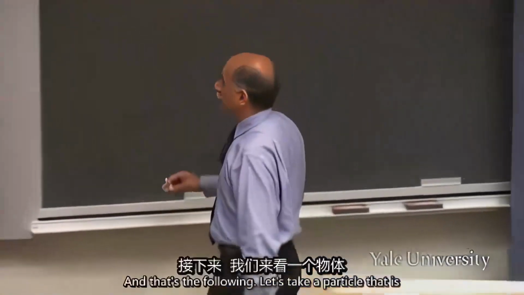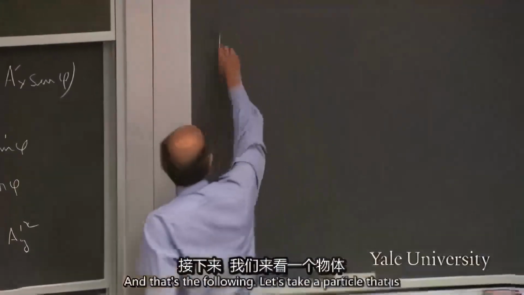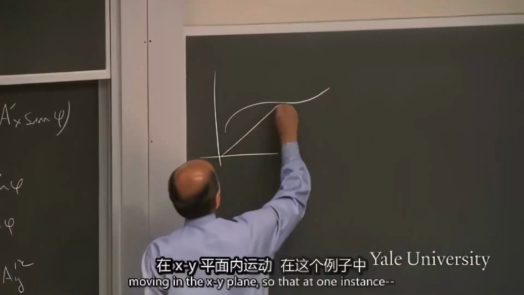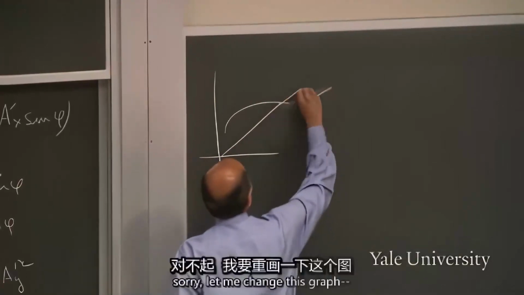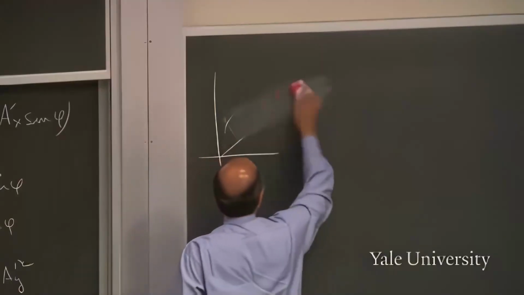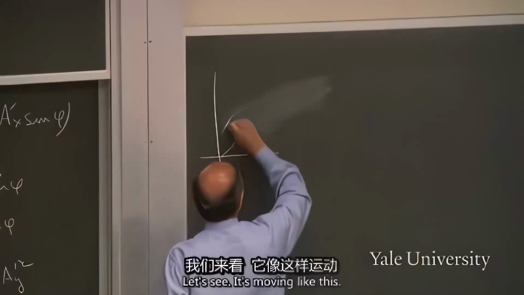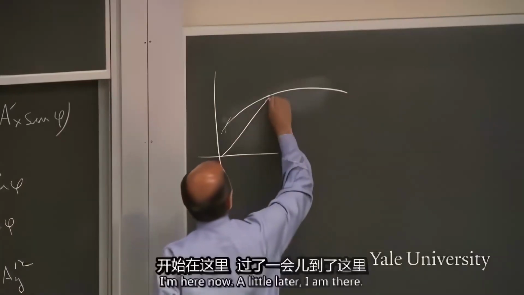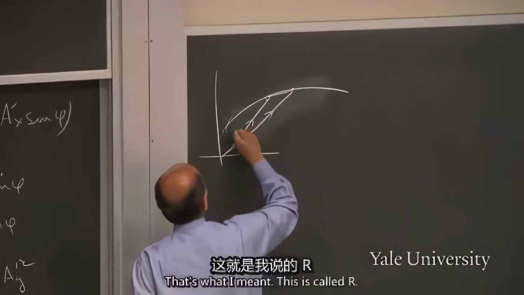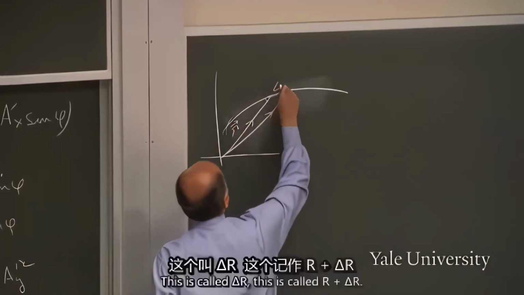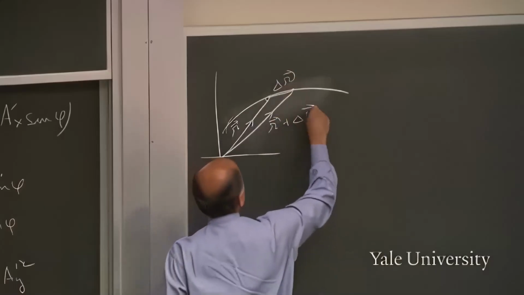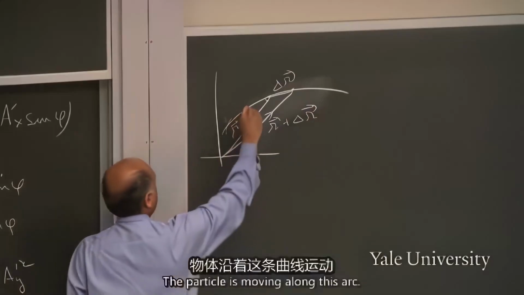And that's the following. Let's take a particle that is moving in the xy plane so that at one instant, so let me change this graph. It's here. Let's see. It's moving like this. So I'm here now. A little later, I am there. So this is called r. This is called delta r. This is called r plus delta r. So the particle is moving along this arc.